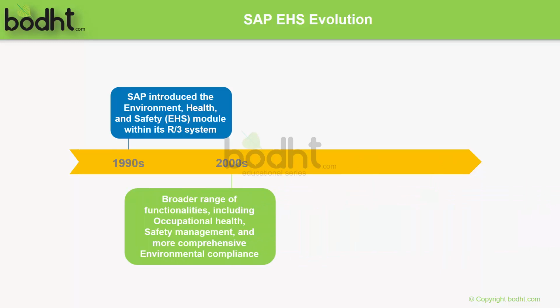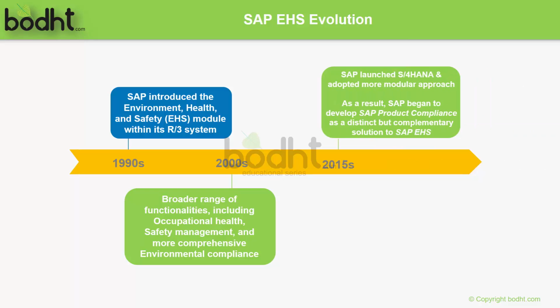And around 2000 and onwards, for enterprises it was a big requirement for them to adhere to the regulations. And when we say regulations, they could be complex global regulations or local regulations. So SAP enhanced their EHS module to cover a broader range of functionalities, which included occupational health, safety management and more comprehensive environmental compliance.